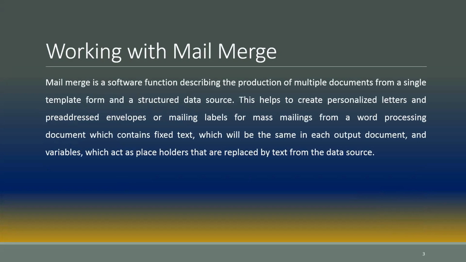Mail merge is a software function describing the production of multiple documents from a single template form and a structured data source. This helps to create personalized letters and pre-addressed envelopes or mailing labels for mass mailing. Mass mailing means bulk mailing. It starts from a word processing document which contains fixed text, which will be the same in each output document, and variables which act as placeholders that are replaced by text from the data source. I will explain how to do it practically.